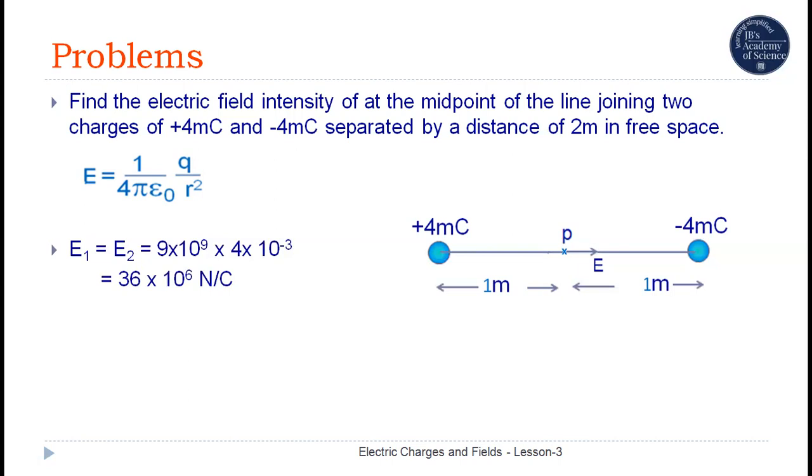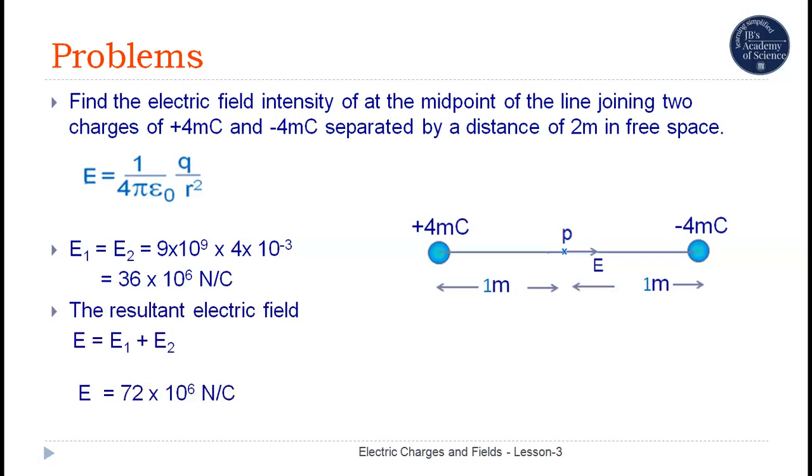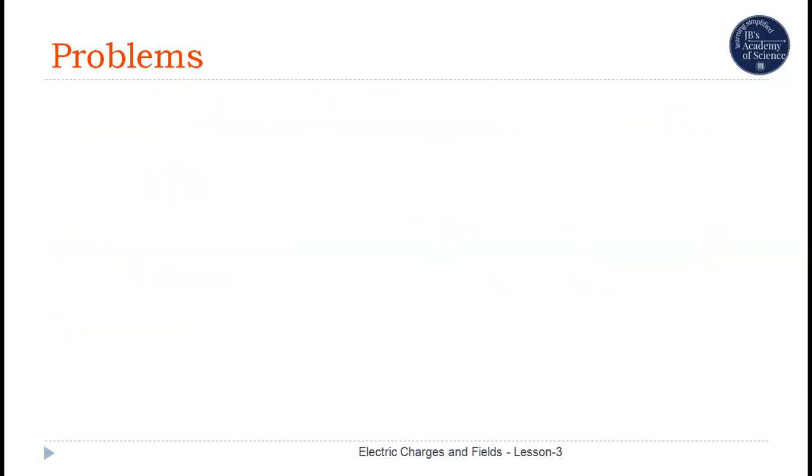In this case, the electric field at P due to plus 4 millicoulomb is towards the point and the electric field due to minus 4 millicoulomb is away from the point, that is from the point to the charge. So, therefore, both the fields E1 and E2 are in the same direction. Therefore, the resultant field is E is equal to E1 plus E2, that is 72 into 10 to the power of 6 Newton per Coulomb.